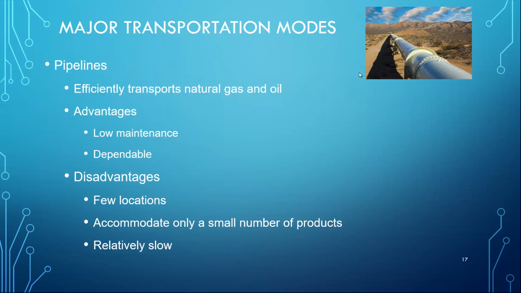The fourth form of transportation is pipelines, which can be used to efficiently transport natural gas and oil. Pipelines for oil and gas have low maintenance and are dependable, but they accommodate a small number of products and are relatively slow. In addition, they can be used in few locations.